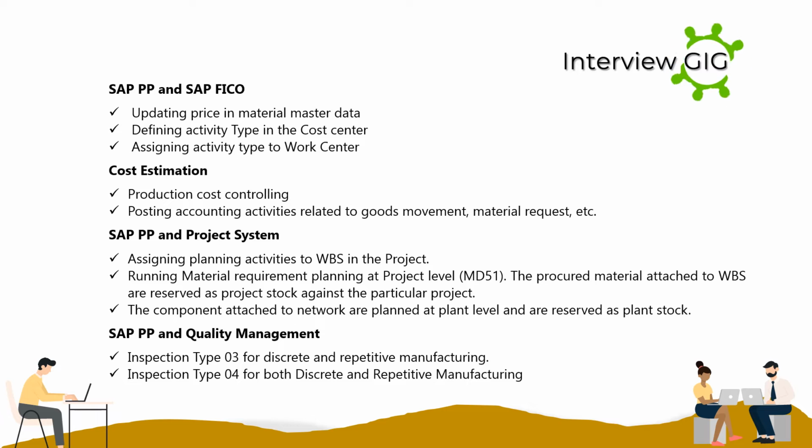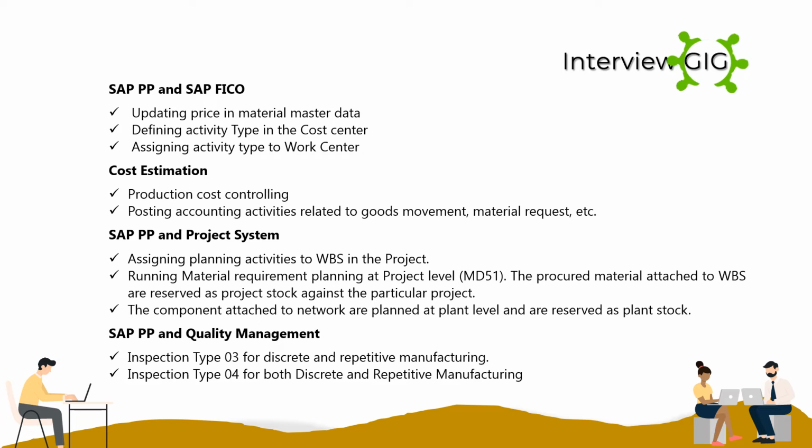SAP PP and SAP FICO. Updating price and material master data. Defining activity type in the cost center. Assigning activity type to work center. Cost estimation. Production cost controlling. Posting accounting activities related to goods movement, material request, etc.